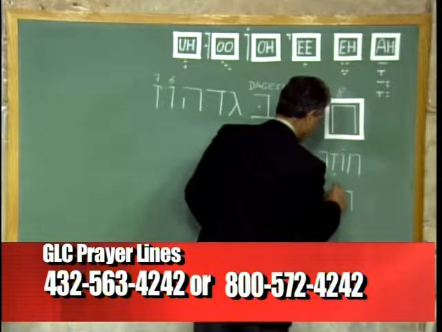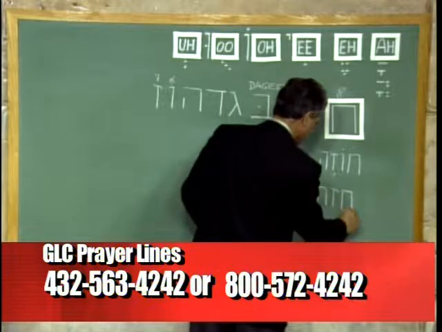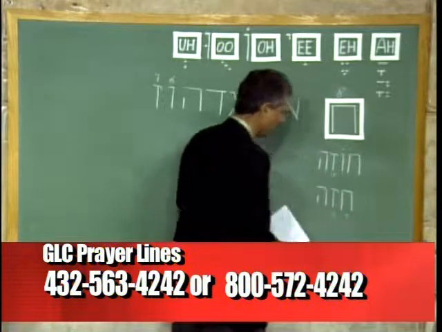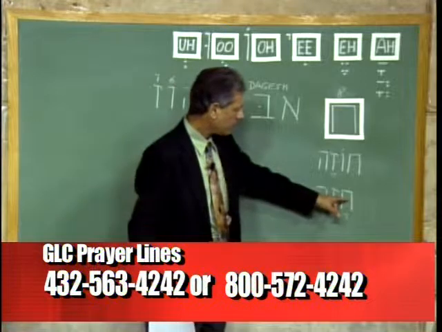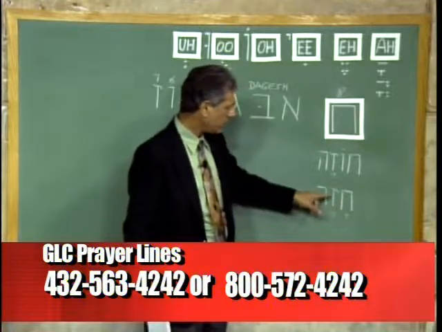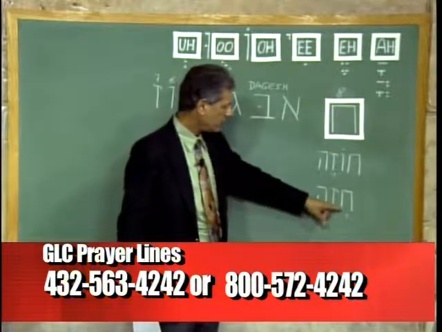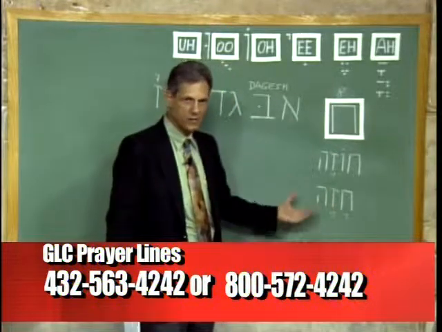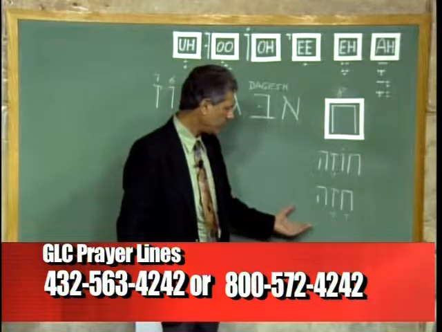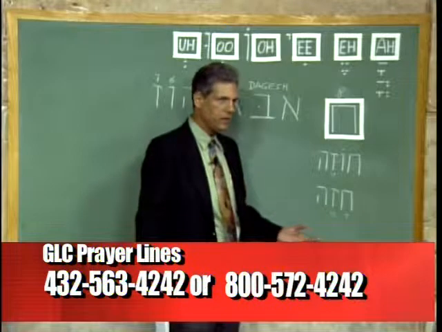How about chazeh? You have a het, you have a zayin, and a hey. Het with an a sound, ha, and then we have a zayin with an a sound, ze. And of course the hey is there grammatically, but since it's not voweled, you can't hear it. Chazeh is chest.